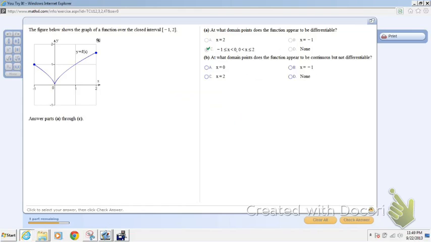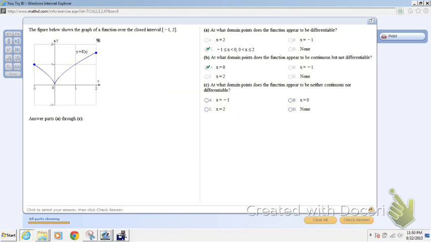Then it says, at what domain points does the function appear to be continuous but not differentiable? So here the limit from the left and the limit from the right appear to be approaching the same value, but there's that sharp cusp right there. So it appears to be continuous. We don't see a hole or a jump discontinuity, I should say. But it's not differentiable there at 0.